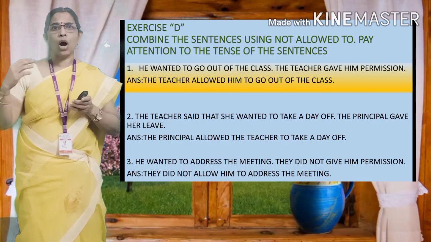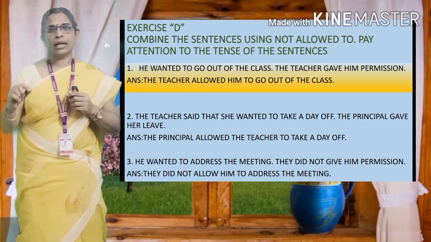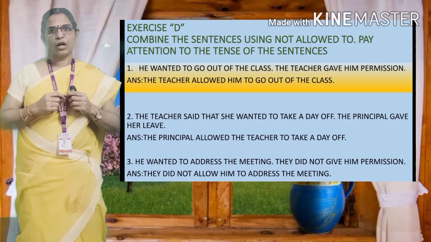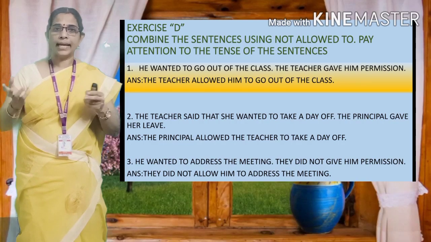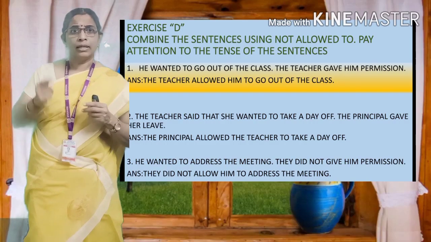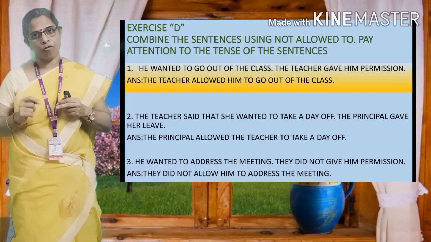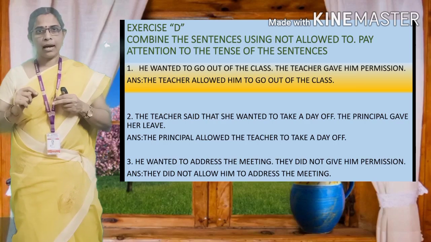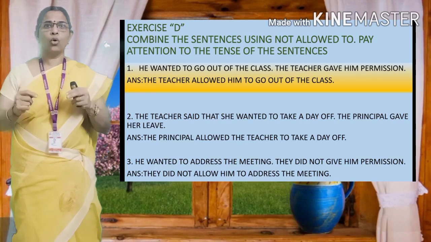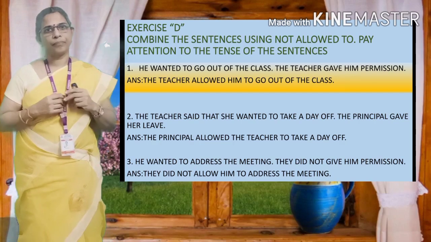He wanted to go out of the class. The teacher gave him permission. So this is given in past tense, so you have to use the past tense of the verb. The teacher allowed him to go out of the class.